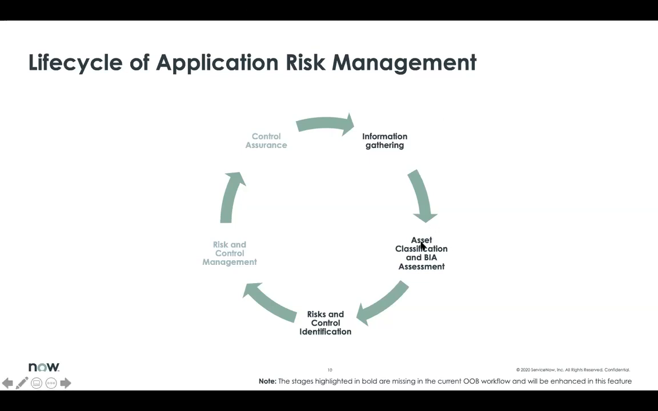The second step is on the GRC side, where they do an asset classification BIA assessment. BIA is business impact assessment, and they run a job based on the answers provided by the app owner in the assessment and the business application to information object mapping. They evaluate the overall risk on that business application. As part of that, they also identify the risks and the controls: what risks the business application is subject to, and what controls it should be compliant with.